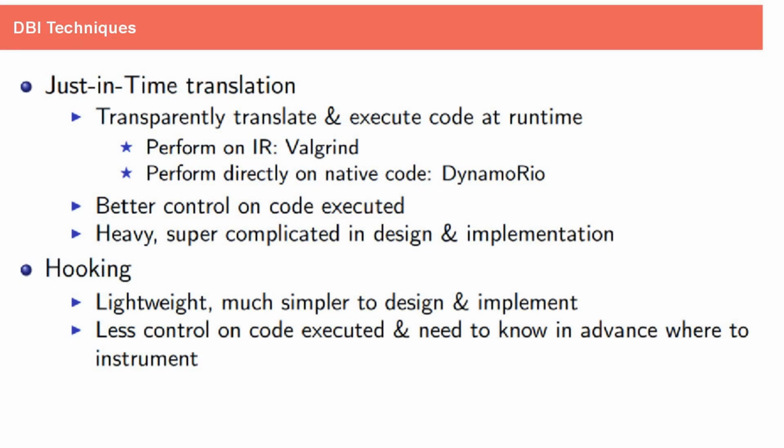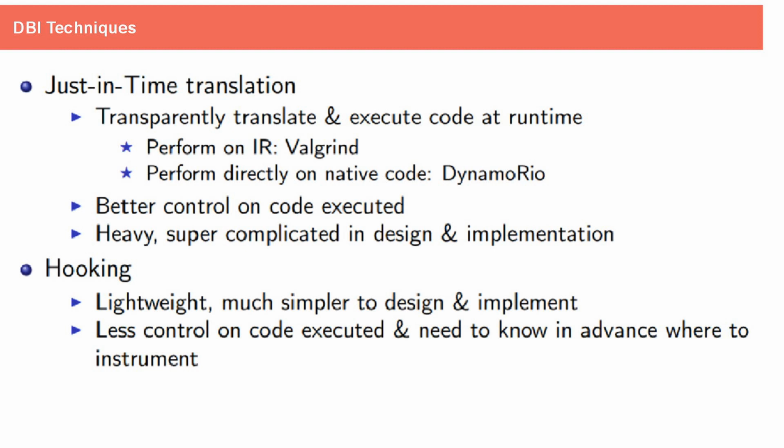Okay, so there are two types of DBI techniques. The first one is just-in-time translation. The idea is that we transform the original code into something else and put this transformed code into a temporary buffer. We do all the transformation there, and we run from the buffer, not from the original place. This JIT transformation works very well. It gives you very good control over the code you execute. However, this kind of DBI is very heavy and very complicated to design and implement.